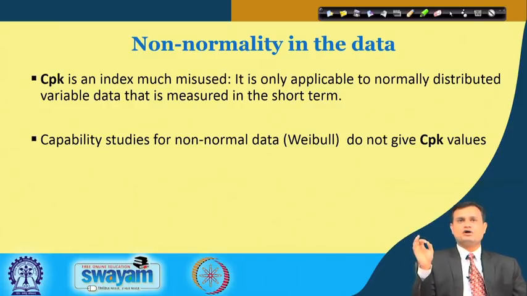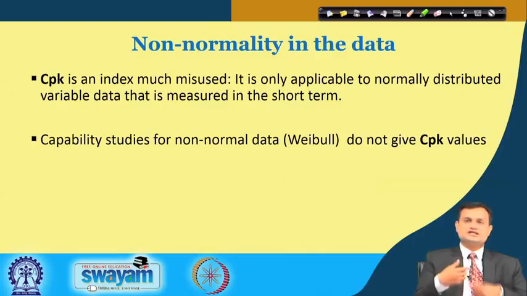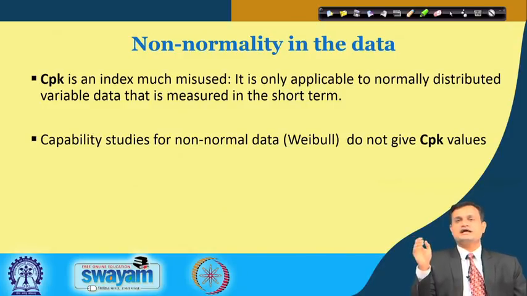Capability studies for non-normal data, let us say Weibull distribution, do not give CPK values. If you try to fit this non-normal data and find the values of CP and CPK, it would be misleading. So, my assumption about the normality of the data must be checked first, and only then does the question of process capability analysis come.